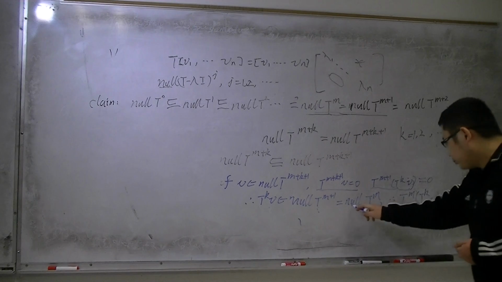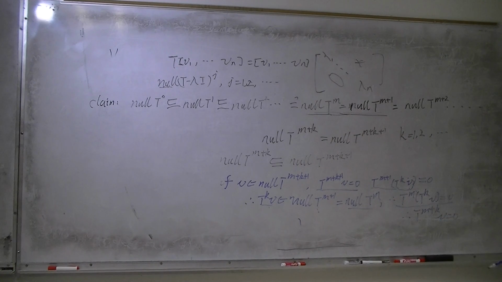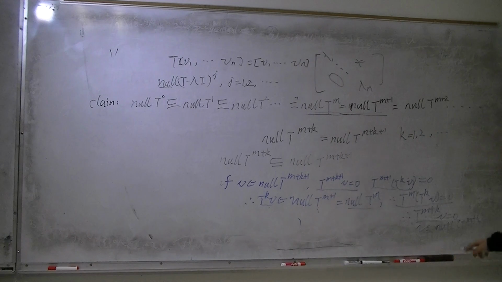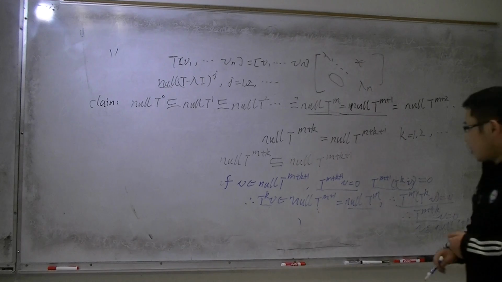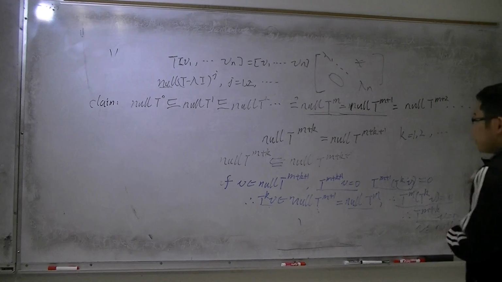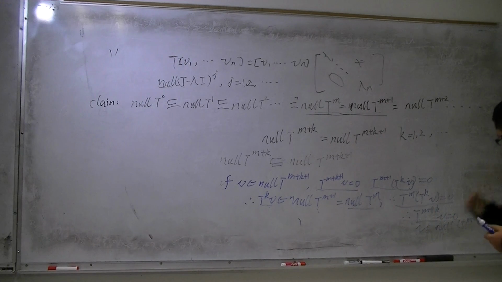First, T^k v belongs to the null space of T^m, which means this exists. So v also belongs to the null space of T^(m+k). For each element that belongs to the null space of T^(m+k+1), it also belongs to the null space of T^(m+k). So I prove that these two are equal. So I prove all these exist. And yeah, that's it.